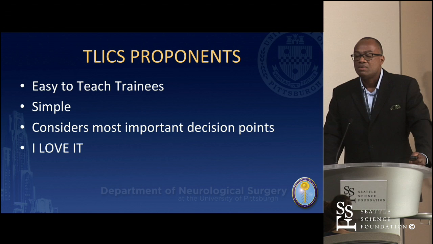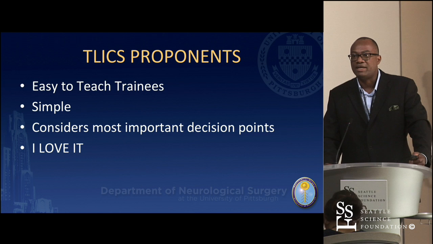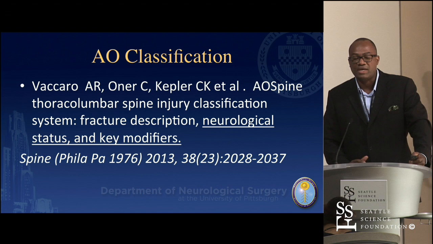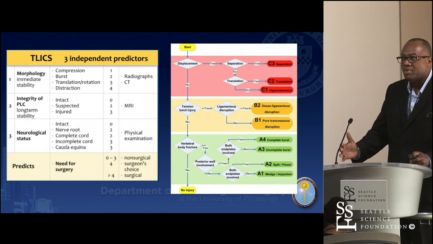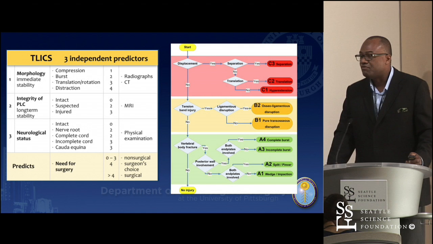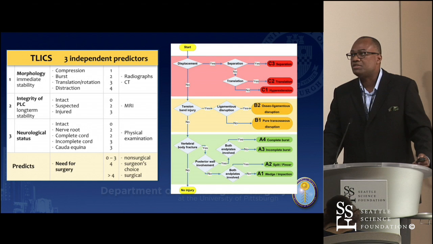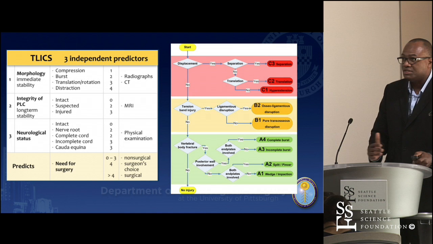So I like this system because it's easy to teach trainees. It's simple. It considers most of the important decision points. And if they, at the back of the card, if they have the clinical qualifiers, you can actually have a meaningful discussion. And since 2013, the AO actually started embracing some of these systems. So now we have sort of 2 cards. You can pick one. I think it works best. You can always revert back if you're talking to your colleagues to the 3-column injury model to simplify things. But if you really want to have a logical discussion and rationale for surgical intervention, you can always pick cards, because now the AO also has ligamentous disruption identified and not just displacement in B.